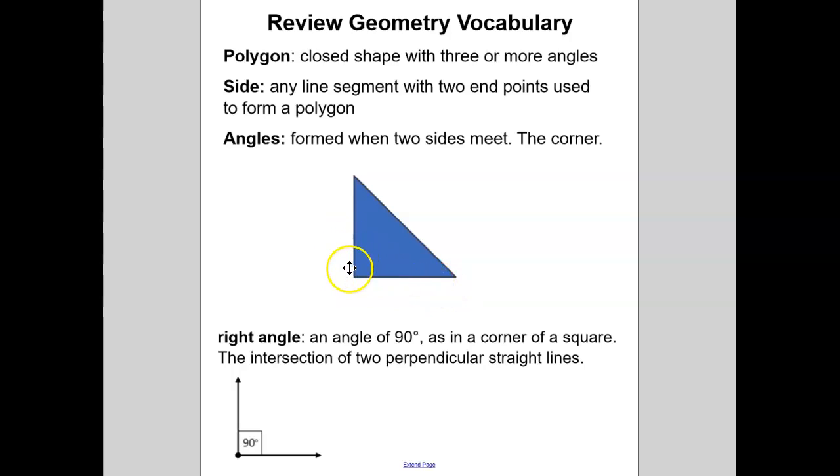So this shape right here has one right angle where 2 perpendicular lines come together. And I always remember that by the corner of a piece of paper or square. So I know that these 2 angles are not right angles because they are not the intersection of 2 perpendicular straight lines. This angle is though, so it's a right angle.